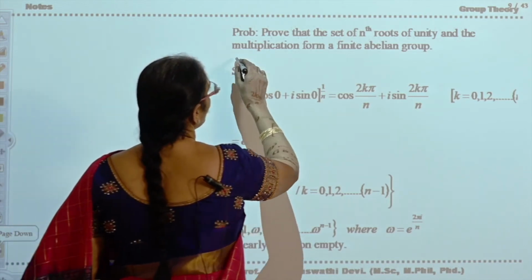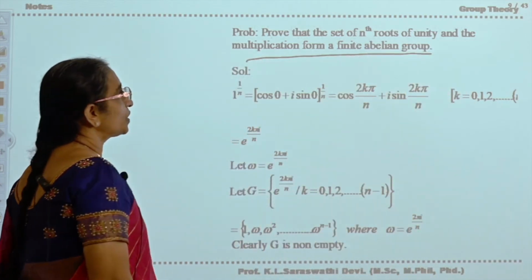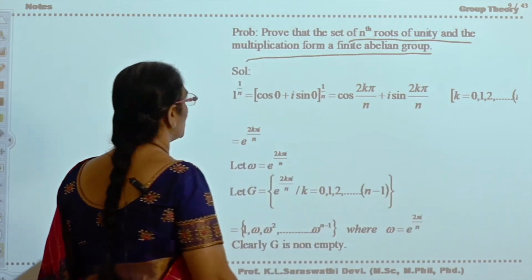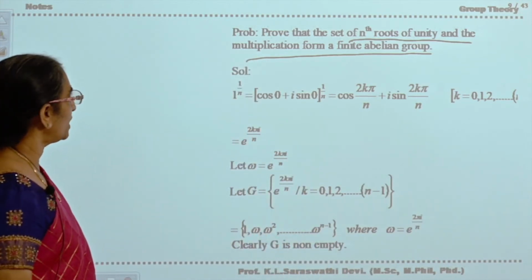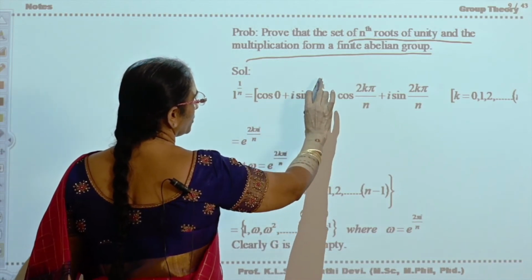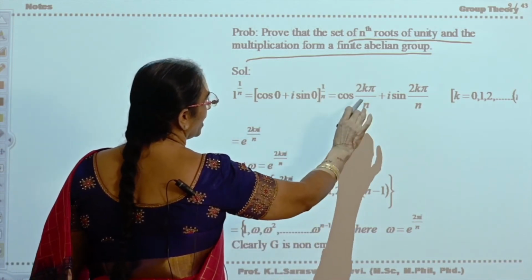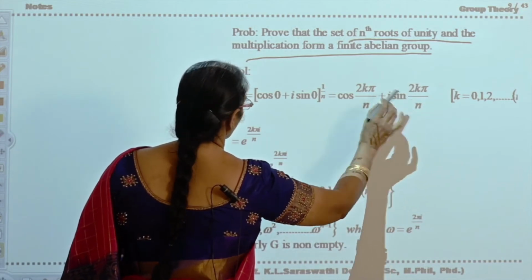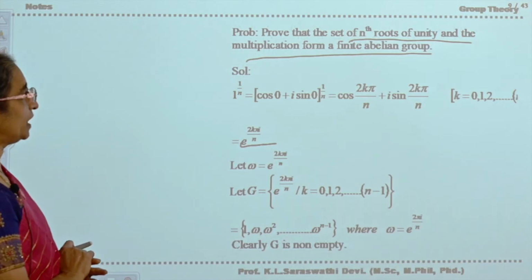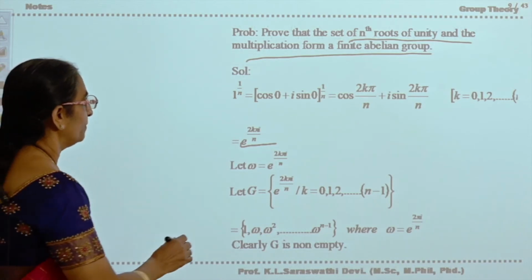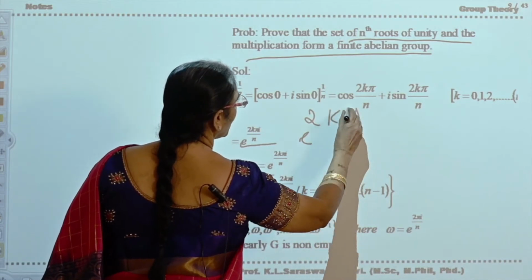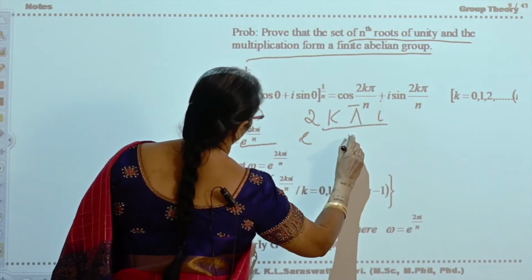Here, nth roots of unity will form a group with respect to multiplication. The nth roots of unity can be written as 1 power 1 by n, which is cos 2kπ by n plus i sin 2kπ by n. This can be written as e power 2kπi by n.